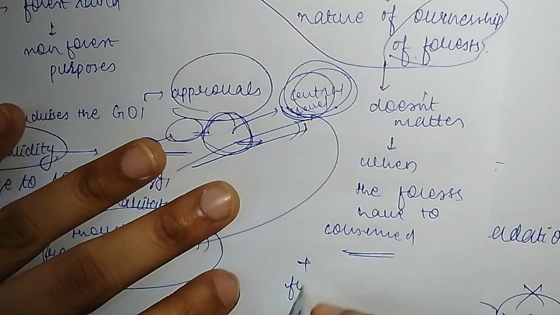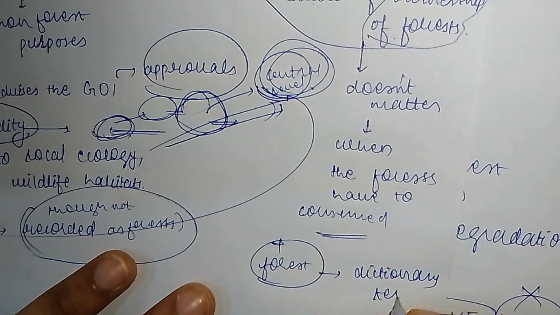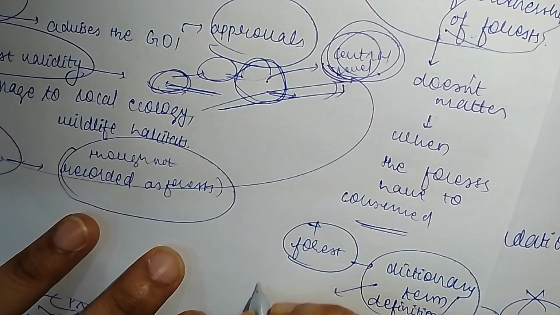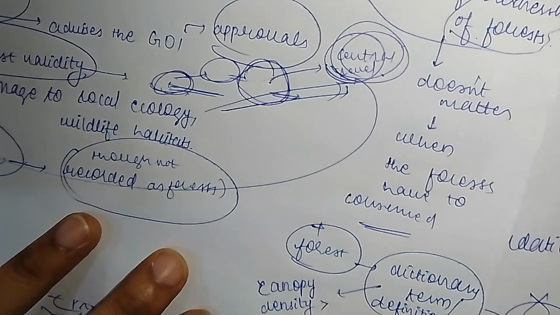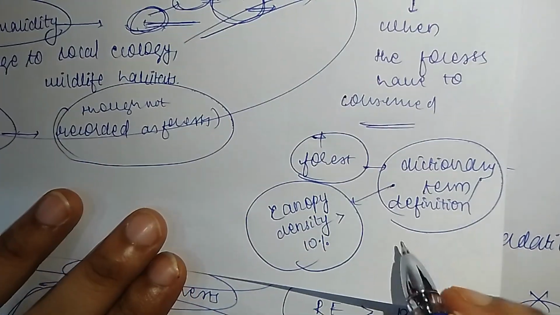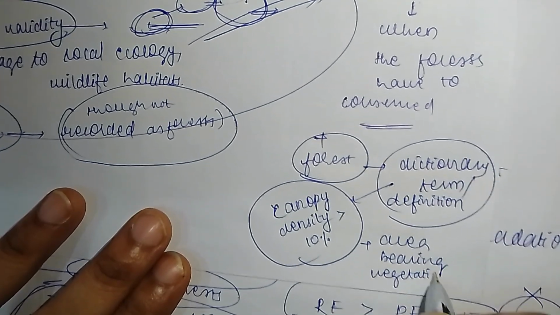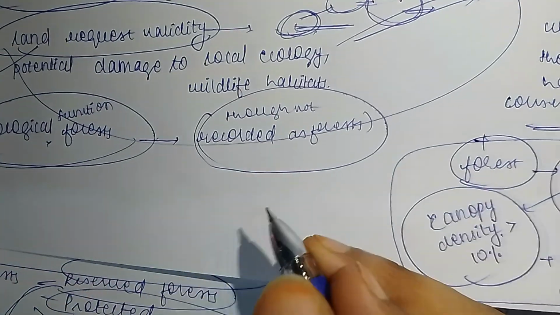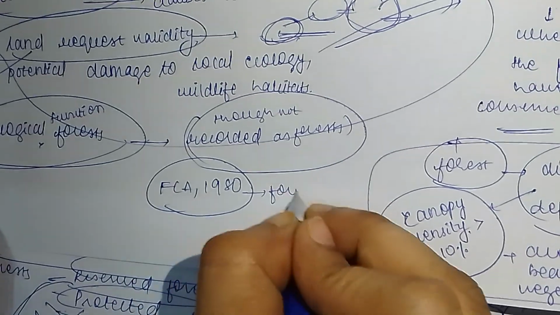Along with that, the forest also includes the dictionary definition, you can say. So when you see this dictionary definition of forest, what it means is basically that the canopy density is greater than 10%, and that area has to be bearing vegetation. So this is the dictionary meaning. The Supreme Court said, when it tried to interpret the Forest Conservation Act of 1980, that forest includes the dictionary term, not only the dictionary term, but also this.